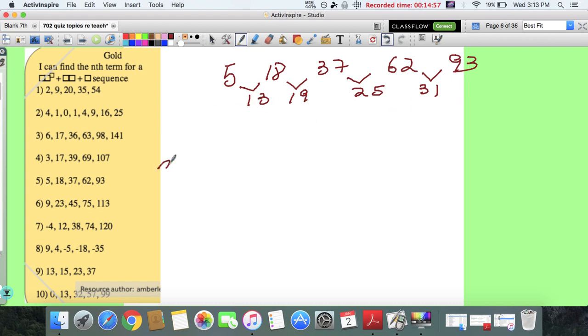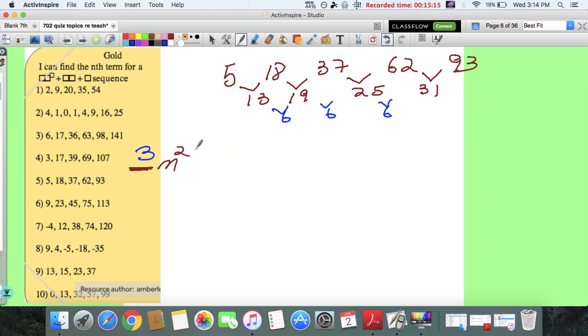It's a quadratic, so it's not n, but it's going to be an n squared. We need to figure out what that number is. Well, let's take the second difference. 6, 6, 6. So we're going to have 6, and we get 3 here. So this is a part of it. It's going to be a 3n squared sequence.